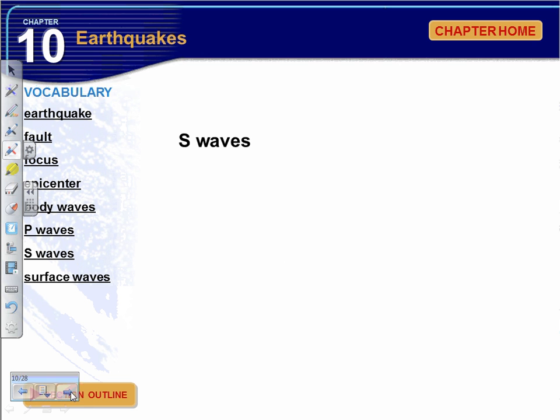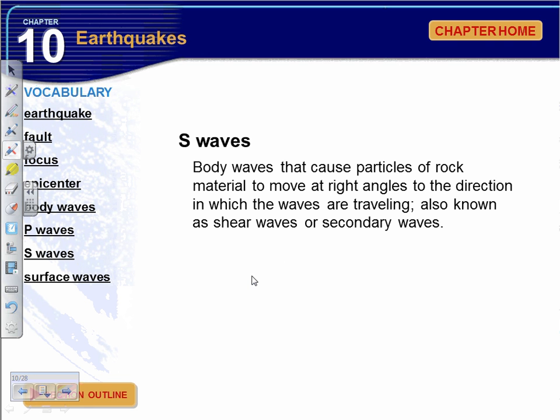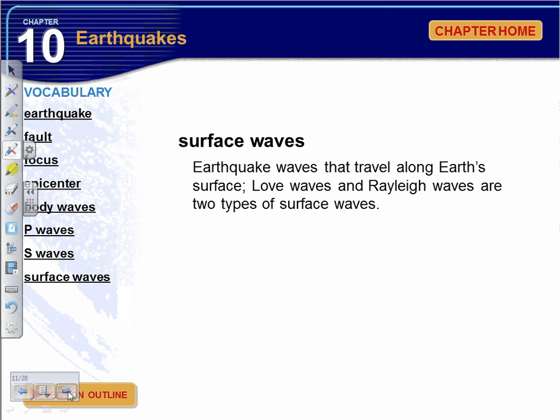S waves, this is if you were to take a slinky and shake it up and down, the direction of movement is this way, but S waves travel perpendicular to that wave. Body waves that cause particles of rock material to move at right angles to the direction in which the waves are traveling are known as shear waves or secondary waves. Surface waves are earthquake waves that travel along Earth's surface. Love waves and Rayleigh waves are two types of surface waves.